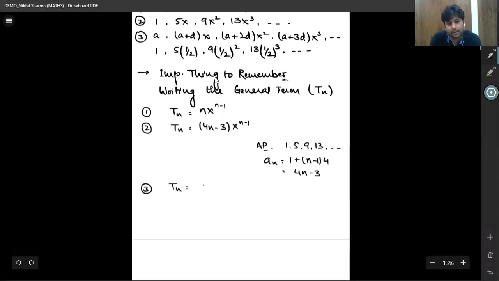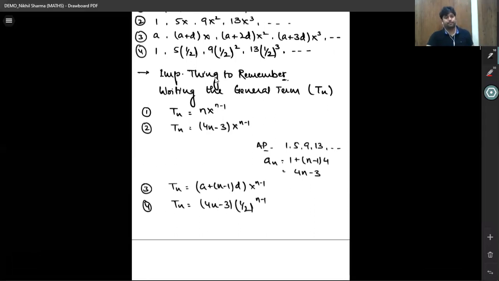Tn would be a plus n minus 1 into d, x raised to the power n minus 1. Now in the fourth term, Tn would be 1, 5, 9, 13 once again, 4n minus 3 and 1 by 2 whole raised to the power n minus 1. I hope this is clear to all of you. So the most important thing to remember is writing the general term. All right.